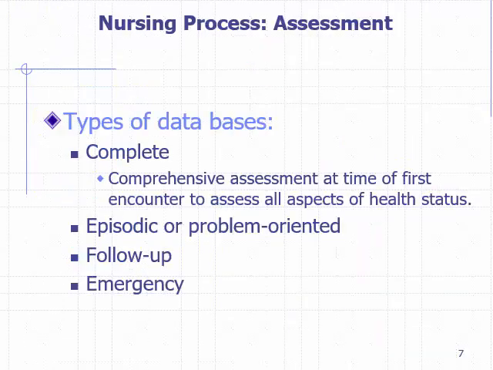In the nursing process, the component of assessment, we have different types of databases. The nurse here is collecting and analyzing data. So, the different types that the nurse can be looking at are complete data. This is gathered from a comprehensive assessment at the time of the first encounter to assess all aspects of health status. You may not have time for a comprehensive, so you may have to be doing an episodic or problem-oriented, where the nurse is only addressing one issue.